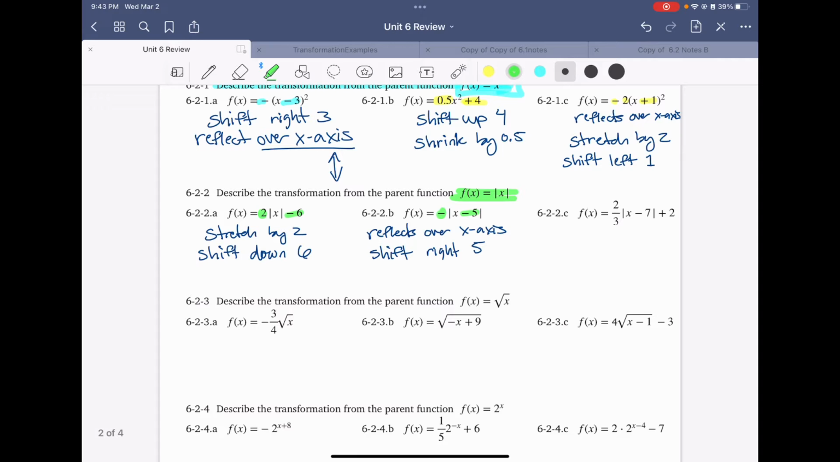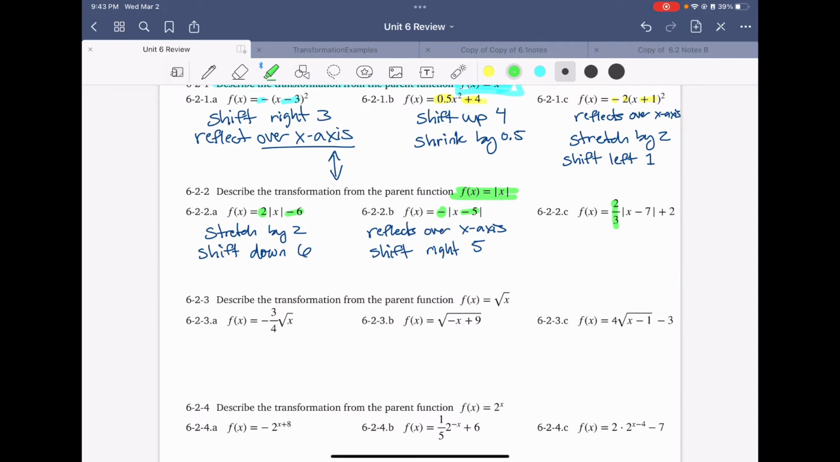All right, last one. We have a lot going on this one. Let's see. We have this fraction in front. We have -7 inside and +2. So we have 3 different things to describe. So first, the fraction, it's going to shrink because it's smaller than 1. So it will shrink by 2/3. The -7 is going to shift right 7, and the +2 is going to shift up 2.